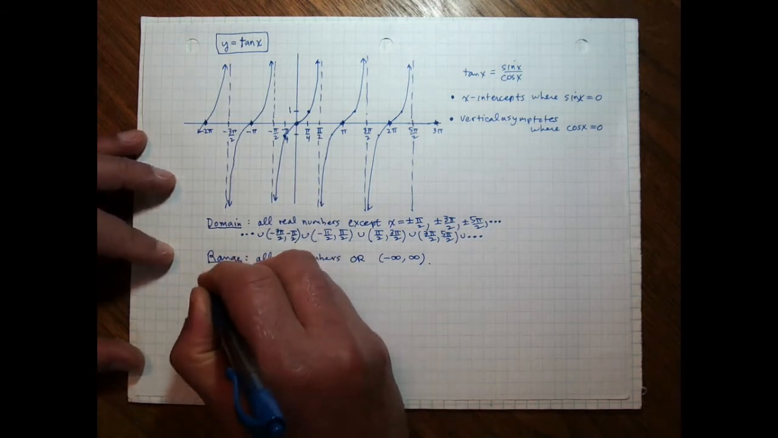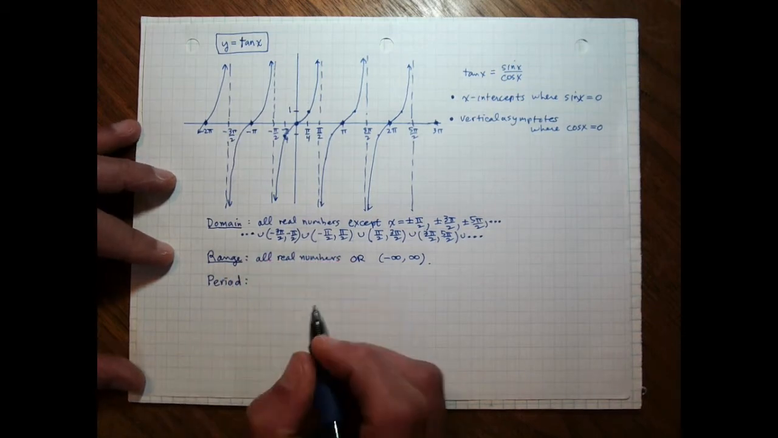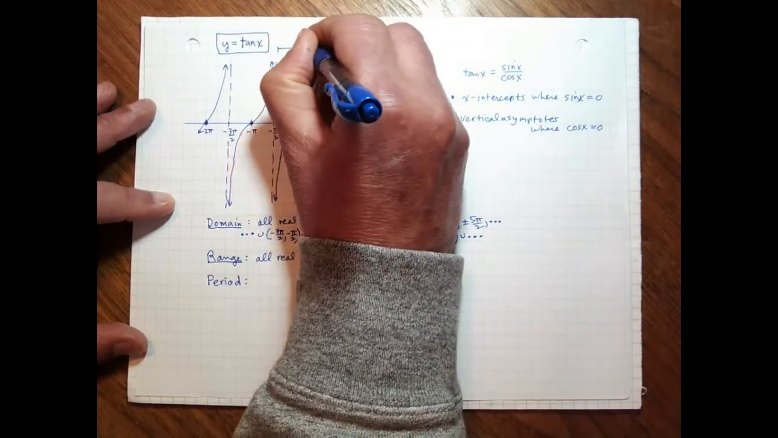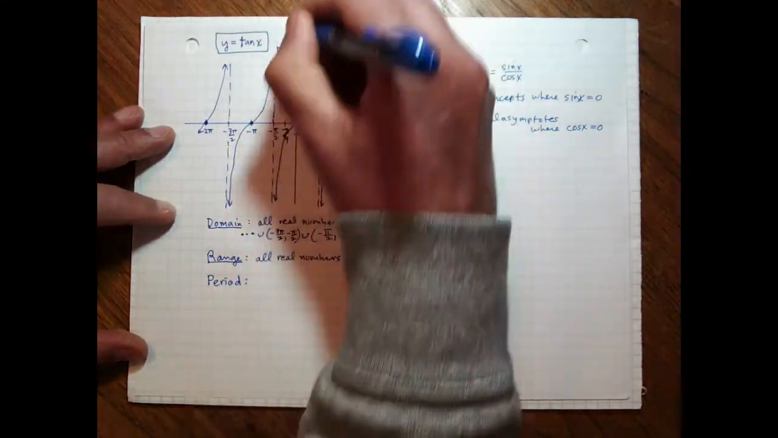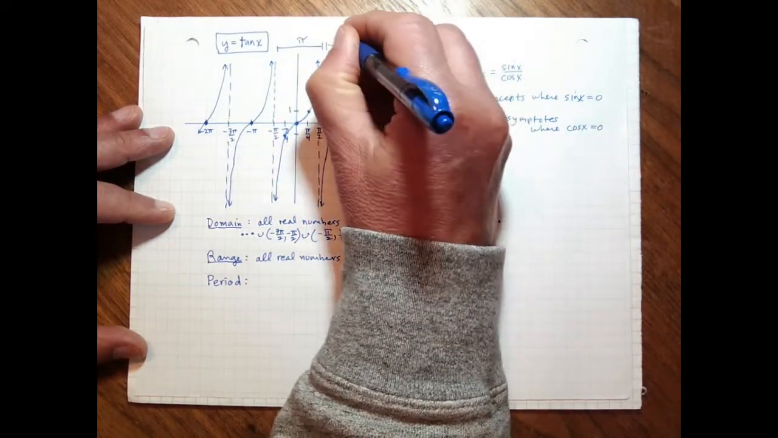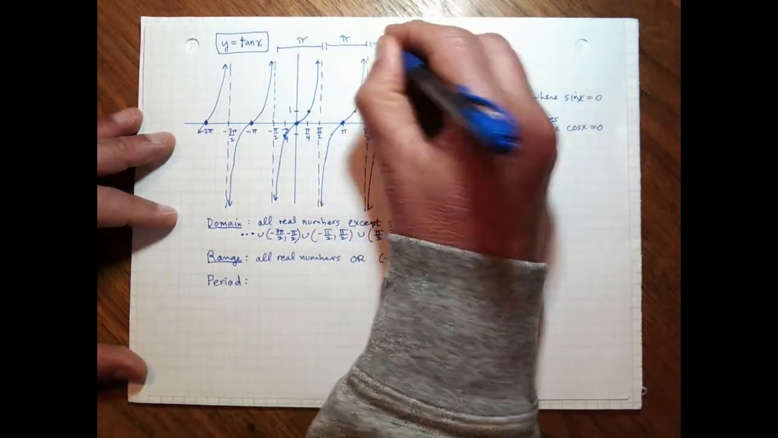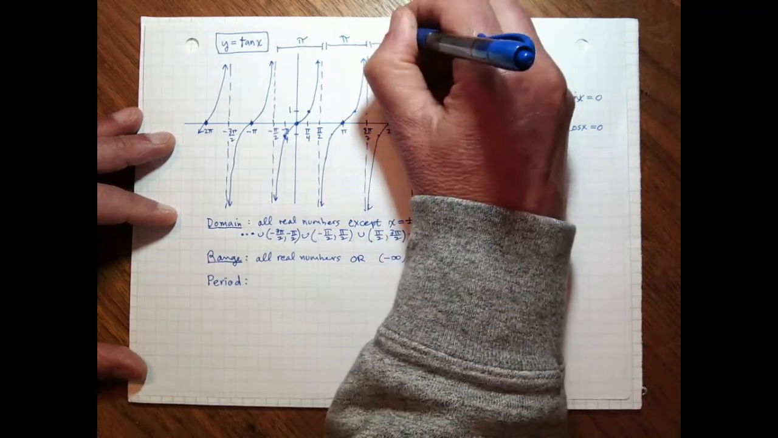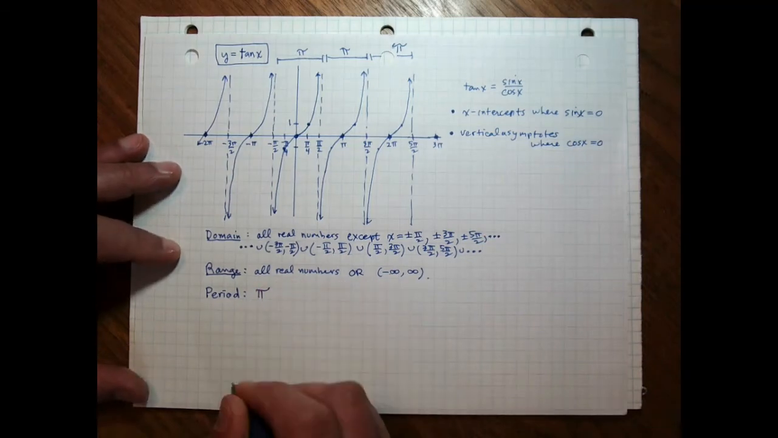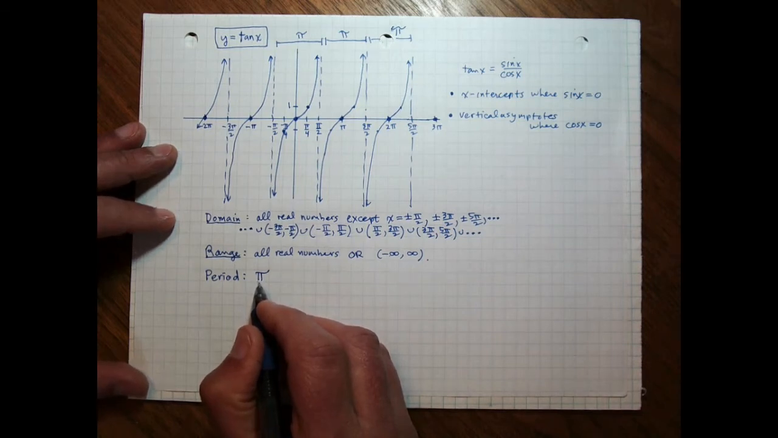The period of the tangent function is different from sine and cosine. So one period equals the distance between two of the vertical asymptotes, and that distance is always pi units over and over again. So the period is pi, not 2 pi, as is the case with sine and cosine.